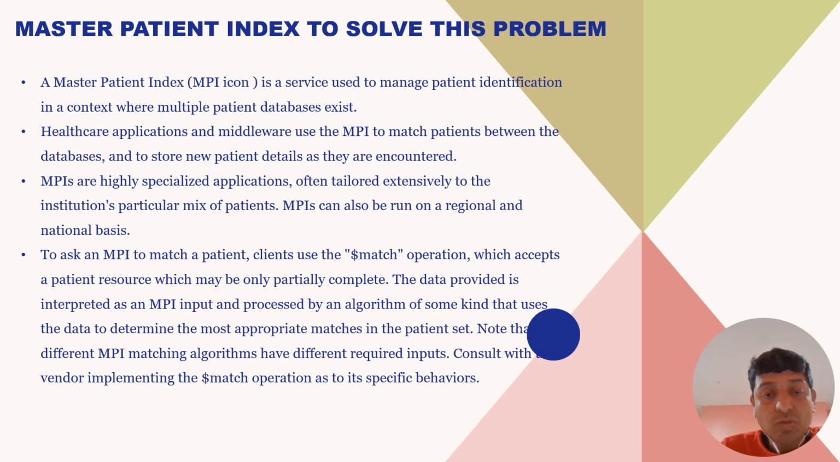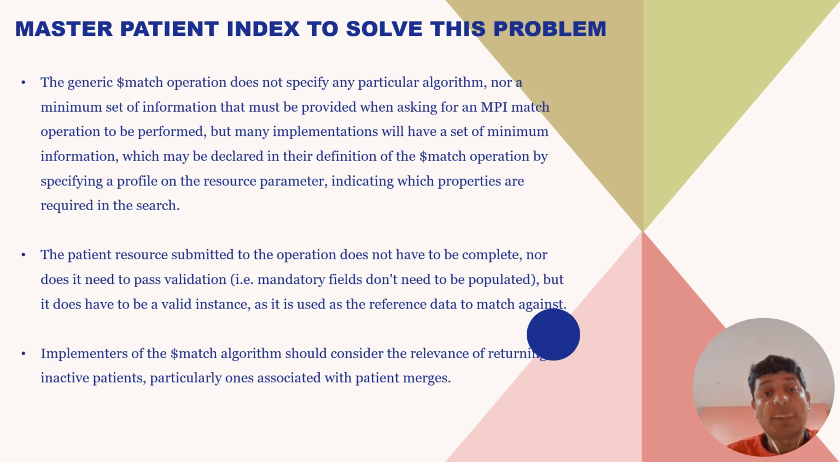To ask an MPI to perform a match, the client uses the match operation, which accepts a patient resource which may be only partially complete. The data provided is interpreted as an MPI input and processed by an algorithm of some kind that uses the data to determine the most appropriate matches in the patient set. Note that different MPI matching algorithms have different required inputs. We consult with a vendor implementing the match operation and suggest they work with a client to identify which algorithm will work best for their particular business need.